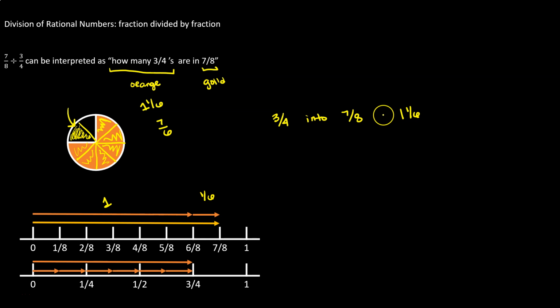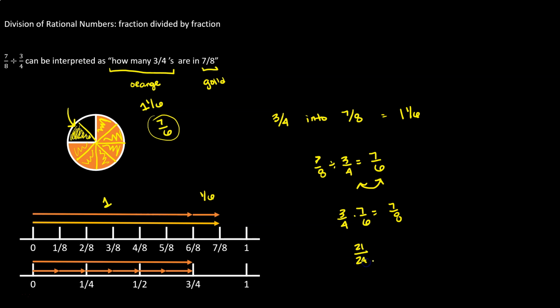So 1 1/6. And if we wanted to double check our work, we could remember that division is the inverse of multiplication, which means if 7/8 divided by 3/4 is, let's use the improper fraction here, 7/6, then I should be able to multiply the quotient and the divisor. So 3/4 times 7/6, that should give me 7/8 if we found the right number here. Now 3 times 7 is 21, 4 times 6 is 24. 24 doesn't look like 7/8, but it could be an equivalent fraction, so let's reduce it.